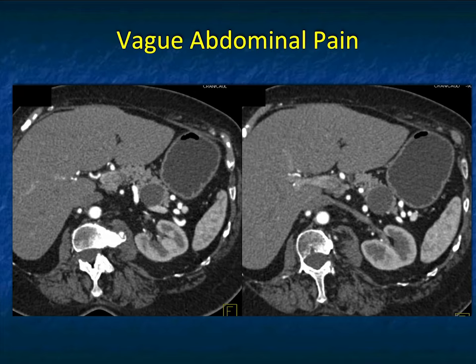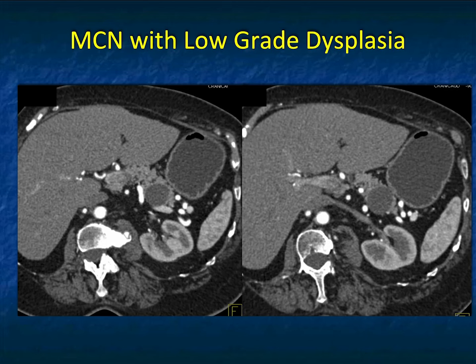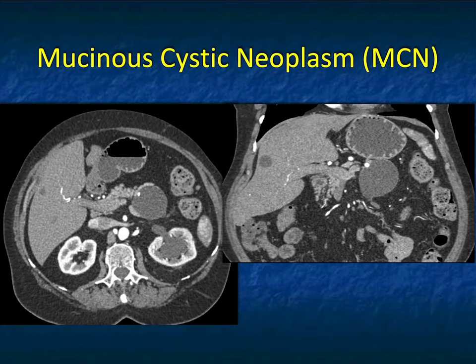Vague abdominal pain. 2.5 centimeter lesion, could be an IPMN, but I would see a pancreatic duct typically. Great location for an MCN, particularly if it's a 40-year-old female. Well defined, you can see the wall. There's no enhancement. This was an MCN with low-grade dysplasia. There was no nodularity, there were no mural nodules, there were no septations.